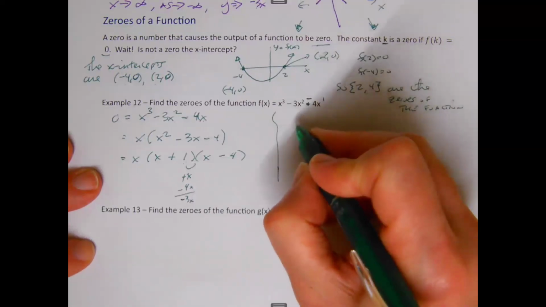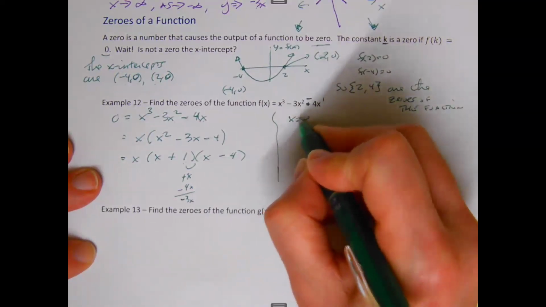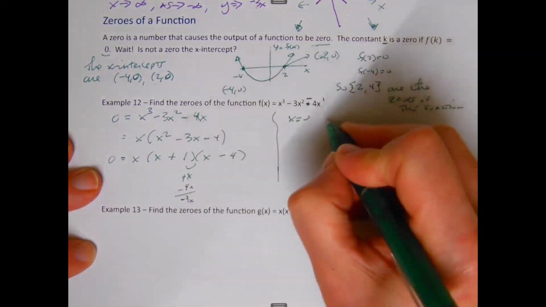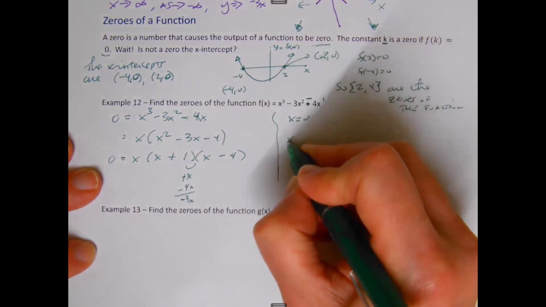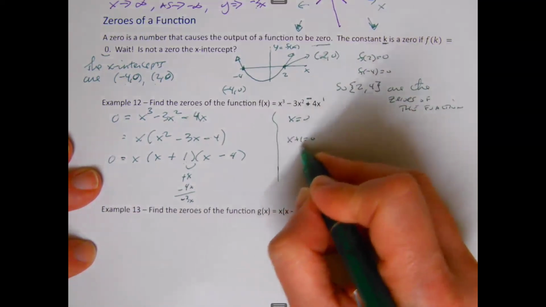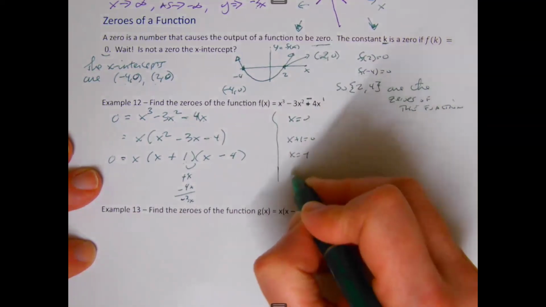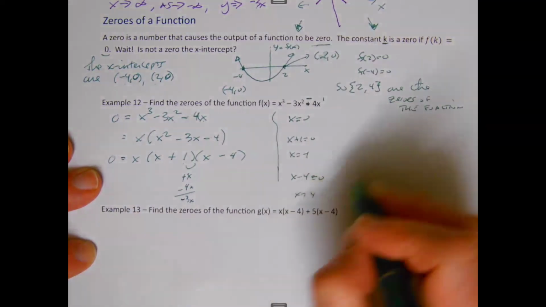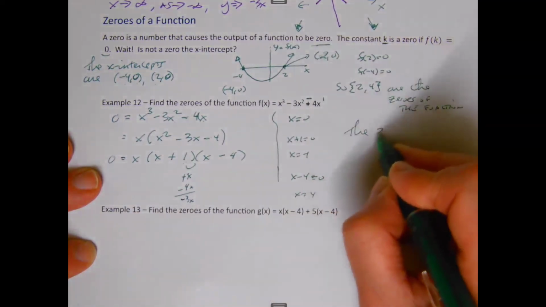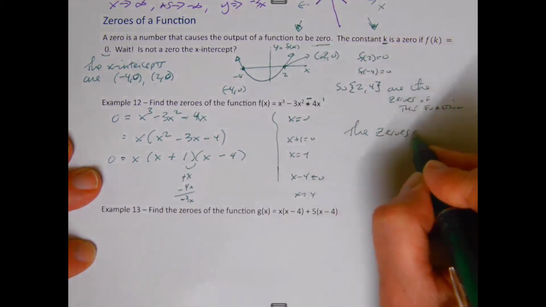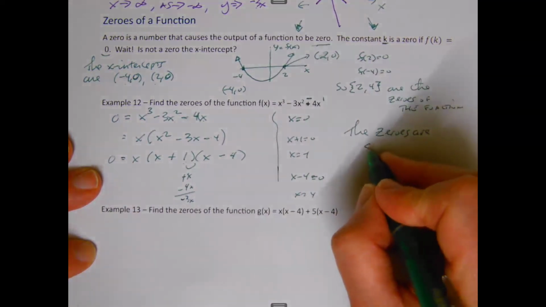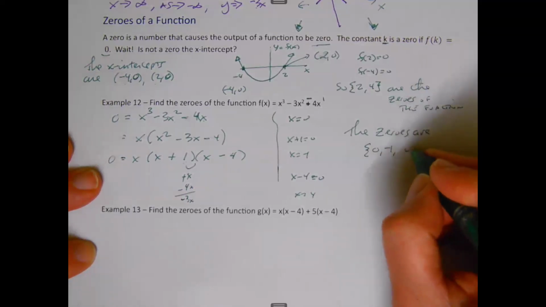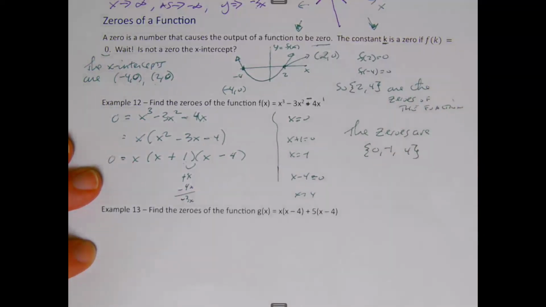So to find the zeros, I set each one equal to 0 since I have a product. The only way a product can be equal to 0 is if one of the factors is equal to 0. So I want to find all zeros. I'm going to set all of them equal to 0 and solve. So here when I solve, I get x equals -1, and I set the other one equal to 0. When I solve, I get x equals 4. So the zeros are 0, -1, and 4. Those are the zeros of this polynomial.